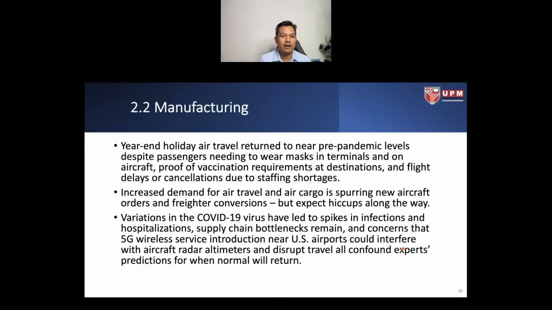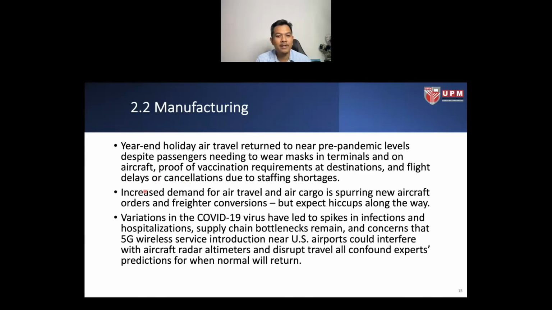Okay, so we can see here year-end holiday air travel has already returned to near pre-pandemic level, and we can see even in Malaysia, people are renewing their passport to travel overseas. Okay, despite passengers needing to wear masks in terminal, but not anymore in Malaysia. And proof of vaccination requirements at destinations and flight delays. So many people are already going abroad.